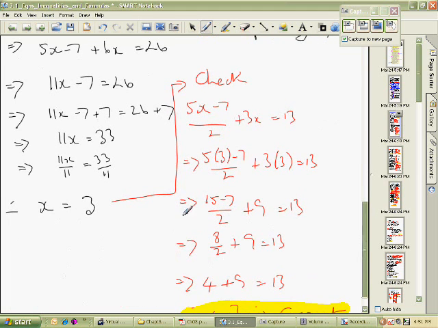Again, the check is by, we came down to x equals 3, so I replace all of the x's with 3 and see what happens, and again I get both sides equal to the same number.